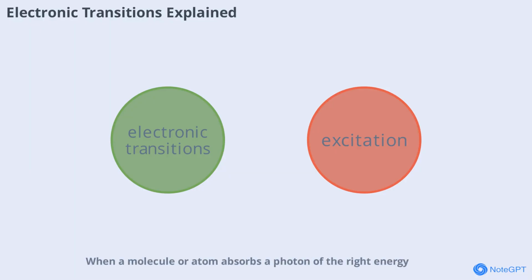At the heart of electronic spectroscopy are electronic transitions. When a molecule or atom absorbs a photon of the right energy, an electron can jump from a lower energy level to a higher one. This process is called excitation. Conversely, when an electron falls back to a lower energy level, it can emit a photon, producing emission spectra. These transitions are quantized, meaning only specific energy differences are allowed, leading to characteristic absorption or emission lines in the spectrum.